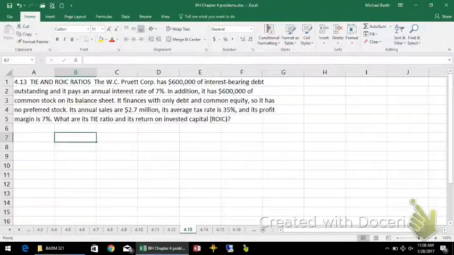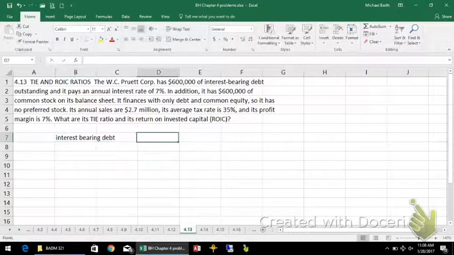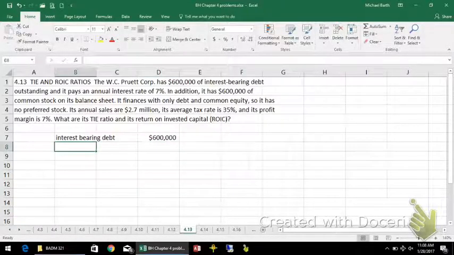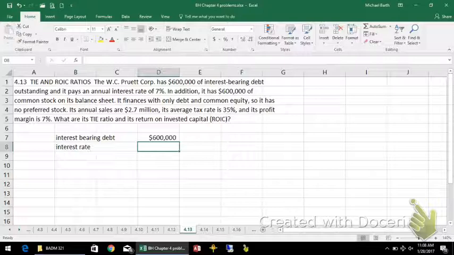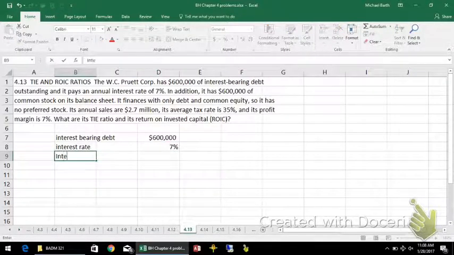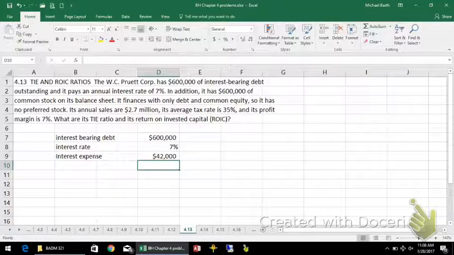So interest-bearing debt is $600,000, given in the problem. And its interest rate is 7%. So that means that every year the interest expense would be about $42,000.